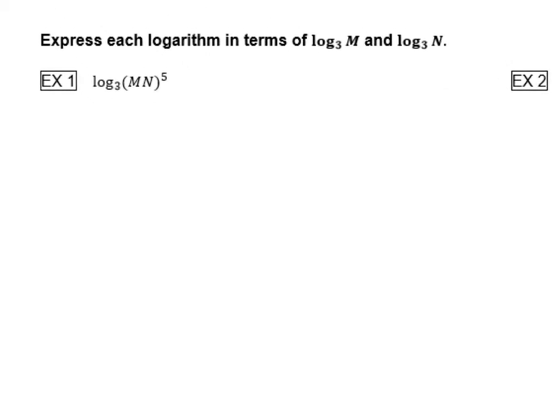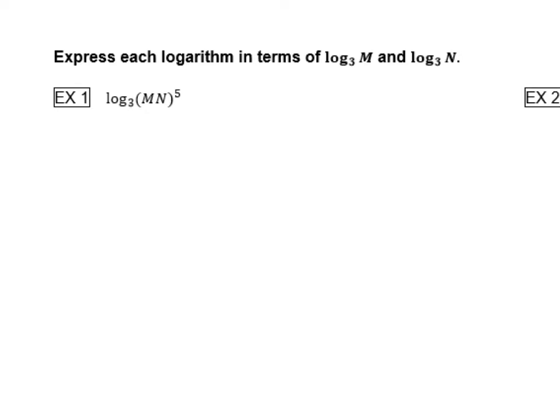Alright, so now let's take a look at some examples and apply those laws that we just saw. Our first example says log base 3 of mn raised to the 5th power. So mn is being raised to the 5th power. Let's go ahead and rewrite that first: log base 3 of m to the 5th power, n to the 5th power. That exponent can go into both the m and the n.